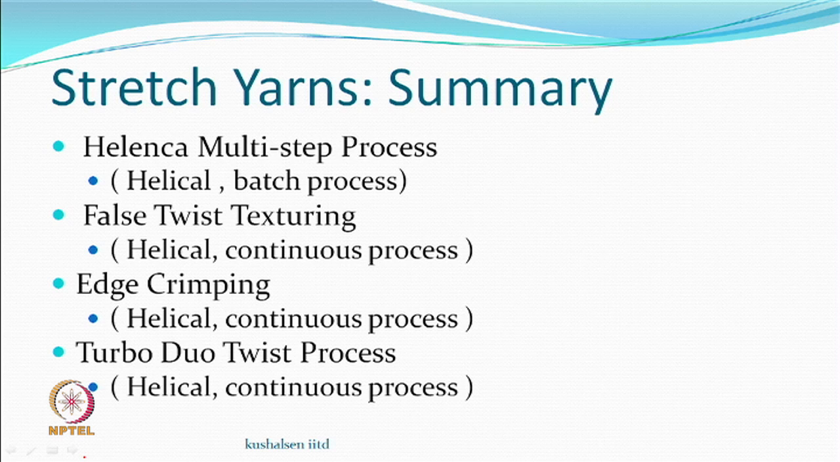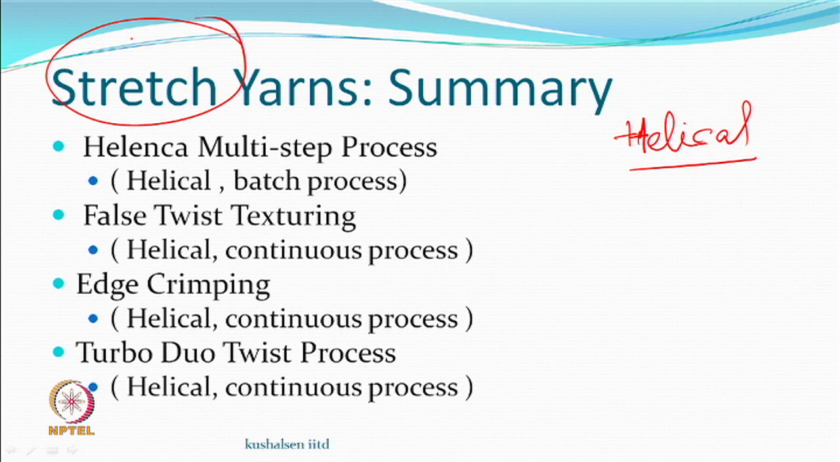Why? Because the common factor is twist. No, it is not. Common factor is that in some way we are actually making helical structure. That is the common. In one case we are not twisting at all, but we are getting helical. So, what do we learn? We learn that if you want to make a stretch yarn, you make helical structure.